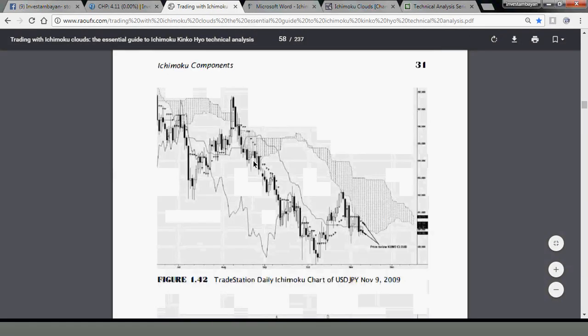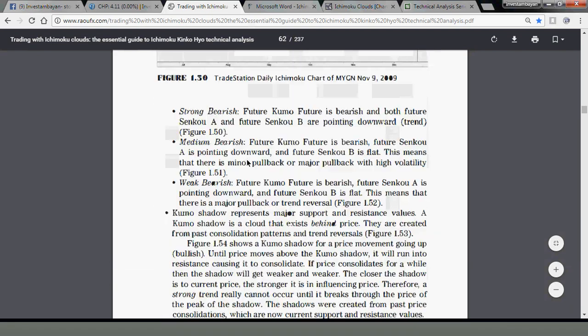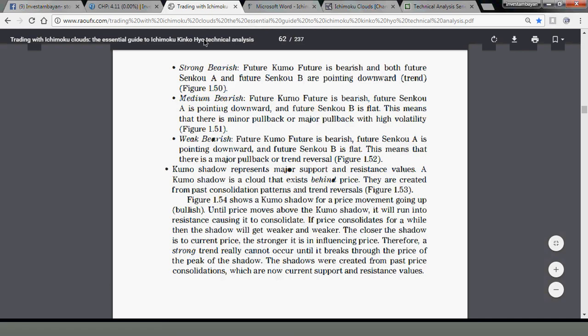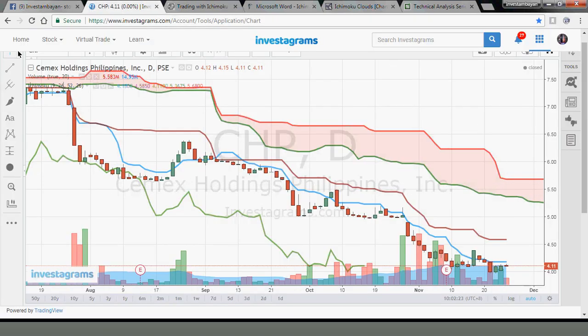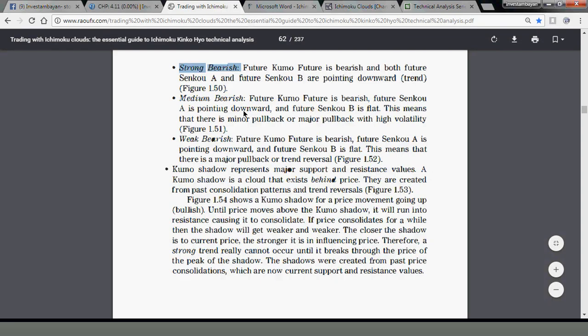If we go downwards, here for bearish, check natin. Actually, i-review nyo din tong PDF na to, Trading with Ichimoku Cloud to Essential Cloud to Ichimoku Kinko Hyo. This is PDF. You can get this online. Ano naman tong strong bearish? Sabi dito, strong bearish daw pag downward yung stock or downward yung cloud. Pareho silang proportional na downward, meaning that is a strong downtrend. So ano pa ba sinabi nito?